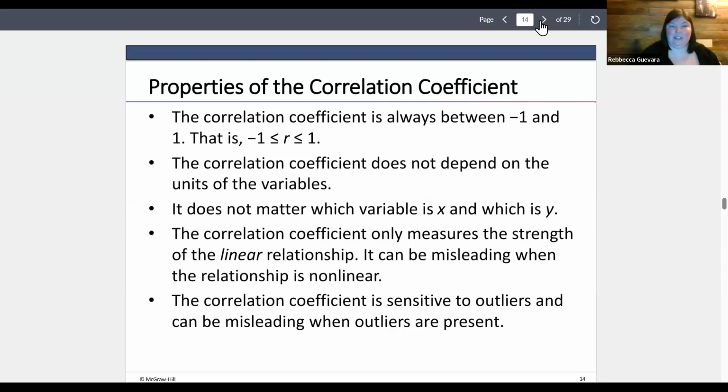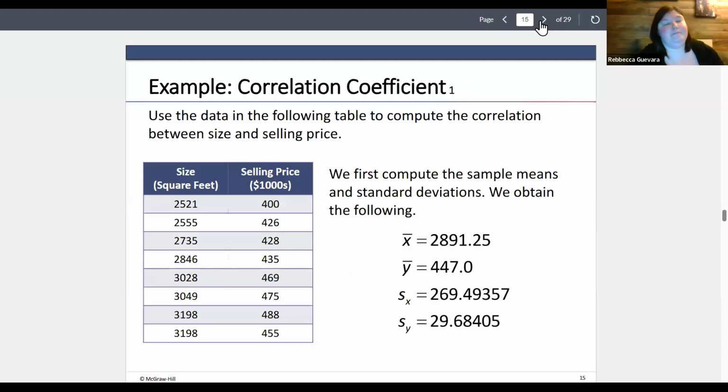And we're going to talk about that too towards the end of this. So we want to use this data here of the square footage and the selling price, and we want to compute a correlation coefficient. So like I said, I'll briefly explain how this is done if you, for some reason, were inclined to try doing this by hand.